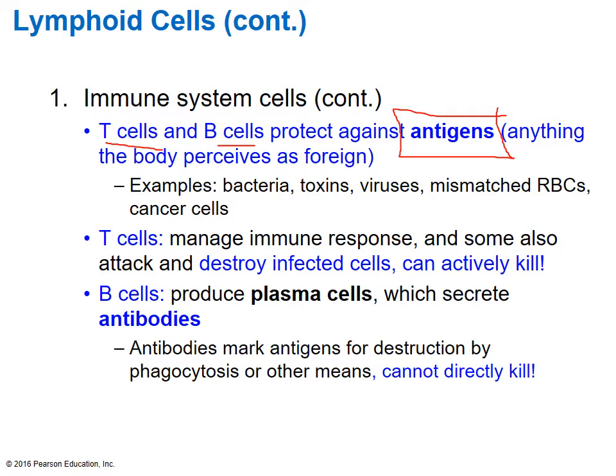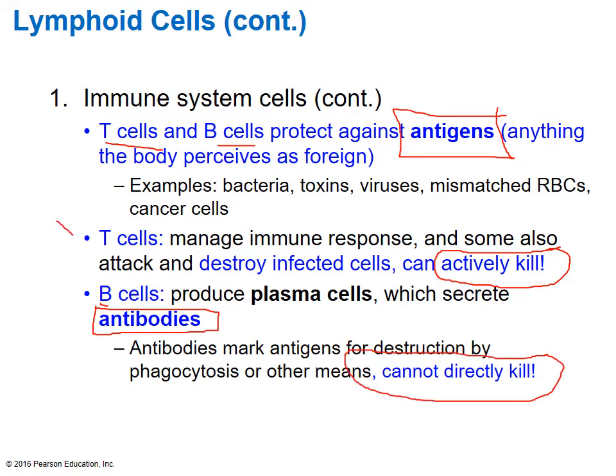Now, when the T cell becomes exposed to these antigens, we see that they do have the ability to actively destroy these cells, meaning that they can kill it off directly, whereas the B cells are going to be known for producing antibodies. And antibodies are able to interact with the foreign antigen, they're able to mark it, they're able to bind to it, but they cannot directly kill the pathogens. So the T cells can directly kill, and the B cells can mark and immobilize, but they don't directly kill.